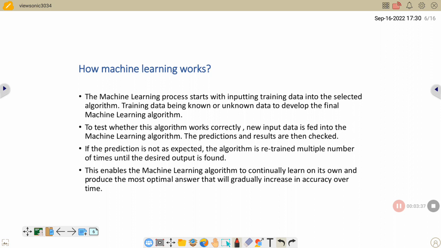To test whether this algorithm is working correctly or not, new input data is fed into the machine learning algorithm. And then we are predicting whether the results are fine or not. We are predicting and the results are then checked. If the prediction is not as expected, then the algorithm is retrained multiple times until the desired output is found. This enables the machine learning algorithm to continually learn on its own and produce the most optimal answer out of it, so that it will gradually increase in accuracy over time.